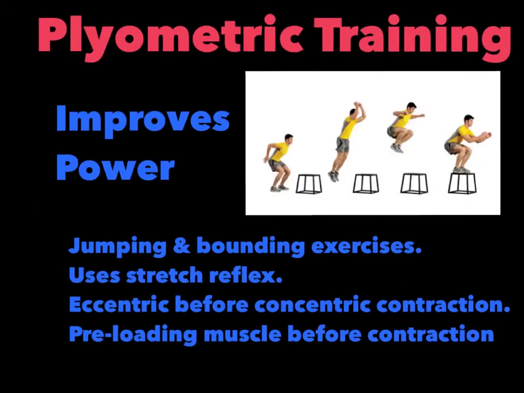Plyometrics improves power, and plyometrics is jumping and bounding type exercises. So you can see the guy at the top there jumping on and off a box, and again this uses this thing called the stretch reflex. So the muscles are loaded. There's a preloading going on within the muscle, where we get the eccentric contraction followed quite quickly by a concentric contraction. So the muscle is fully loaded, as in it's full of power because it's fully relaxed, before we get a full concentric contraction where it contracts.